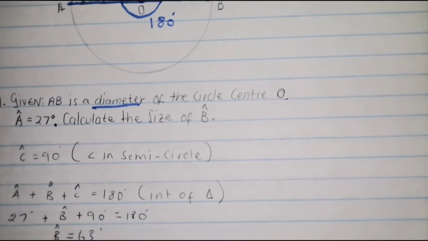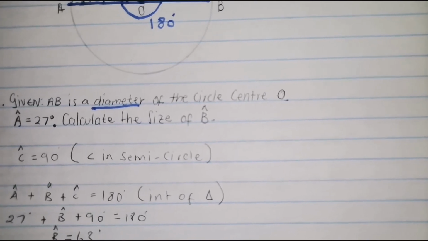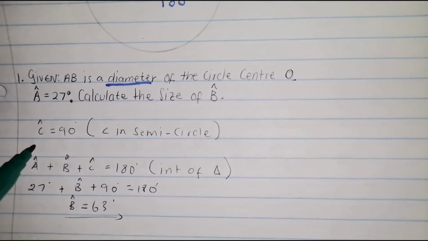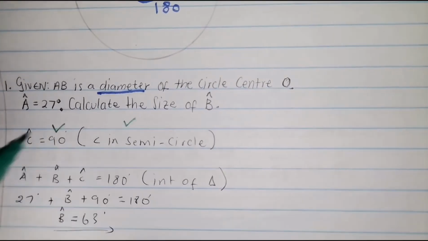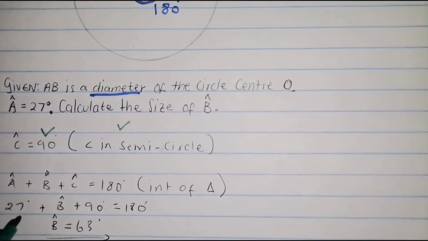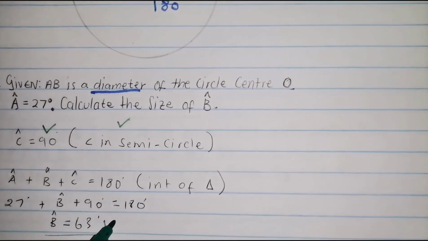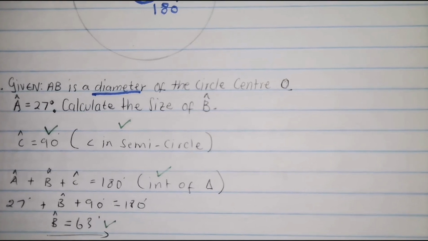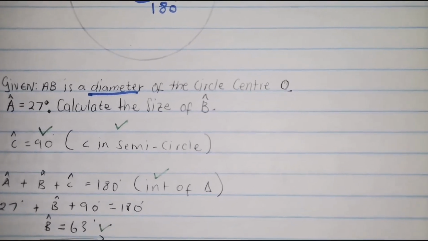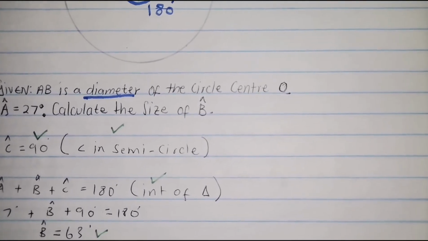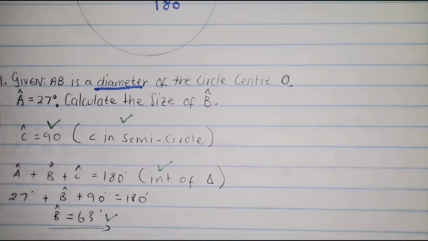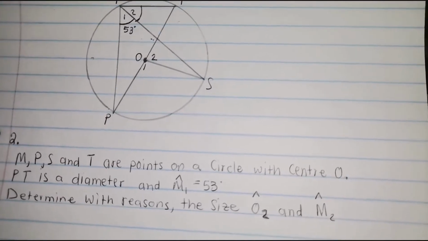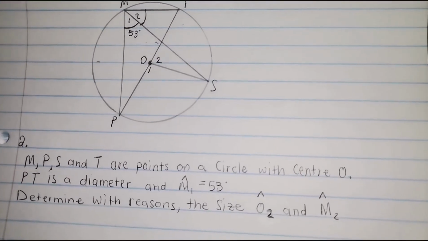They will just give you 2 marks for stating how you got angle C, and they will give you the final answer plus 1 mark for your statement and your reasoning. I hope you guys understand this example. So let us do the last one. So simple. The last example is so simple. Lemon squeezy.